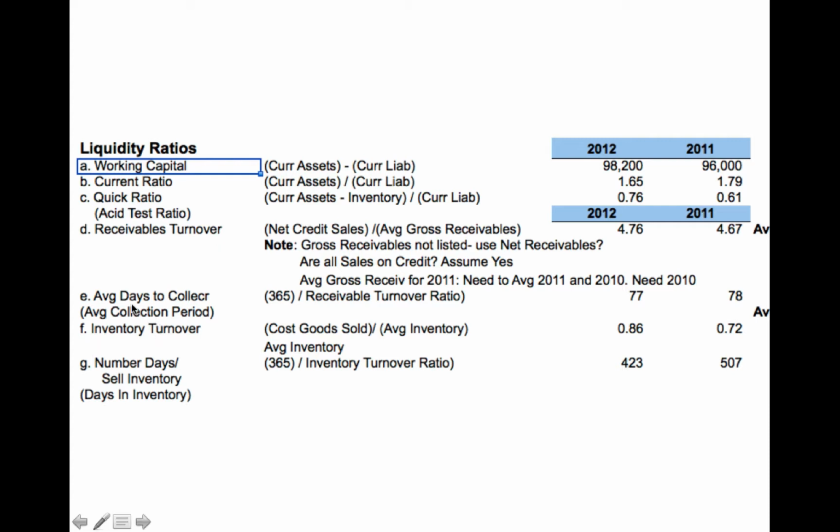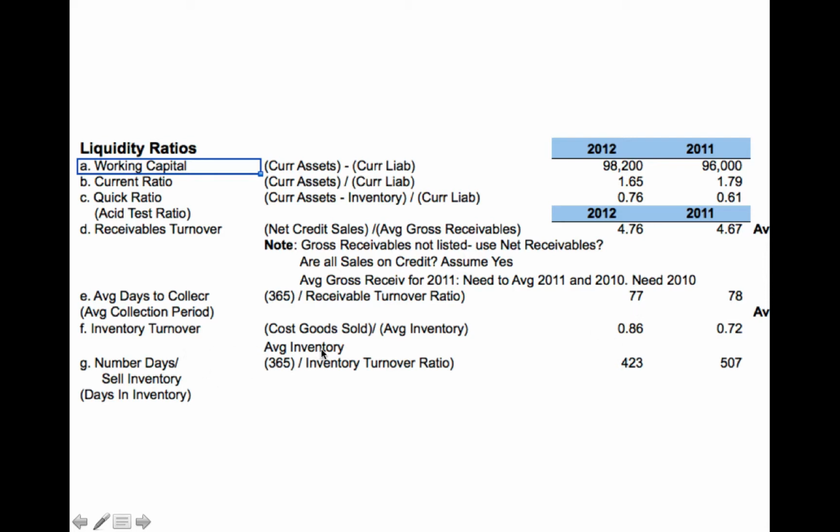You can look at how long it takes to collect all of your receivables on average, which is average days to collect, or average collection period. It's 365 divided by the receivable turnover ratio we figured out up here. Fewer days is better. Fewer days, better.